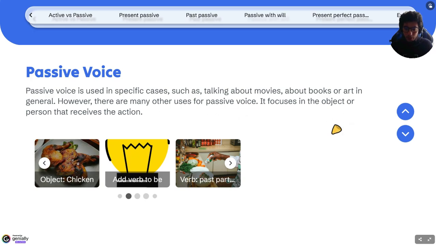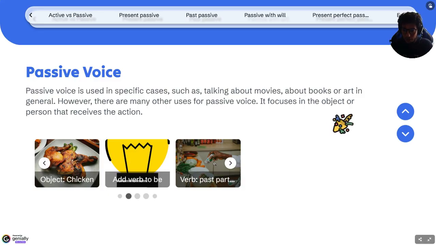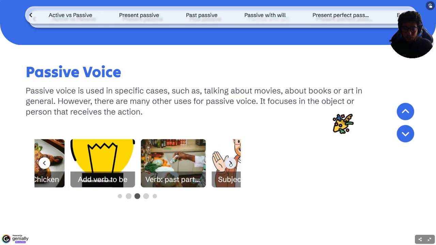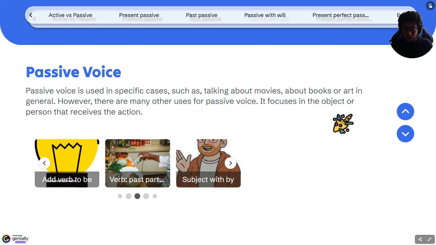To start with, we're gonna have the object or complement, in this case chicken, that was our object in the previous sentence. Then, this is pretty important. We're gonna always add the verb to be, independent of whether we're talking in present, past, or future, that doesn't matter. Then, the same happens with the verb. We're gonna conjugate the verb in the past participle form, independent of the time. So if we talk in present, in past, in future, it's not important. We're gonna use the past participle. And finally, we're gonna mention the person using the preposition by.